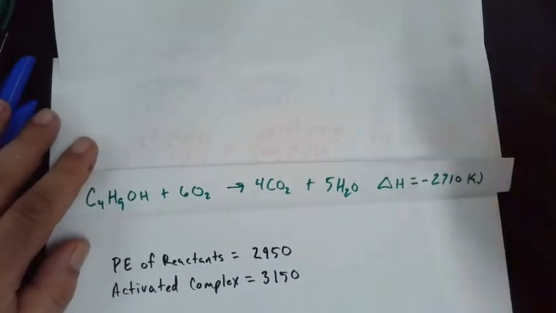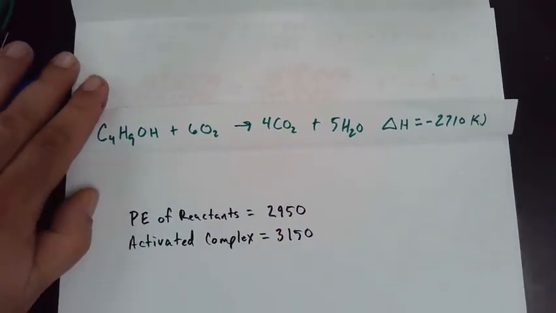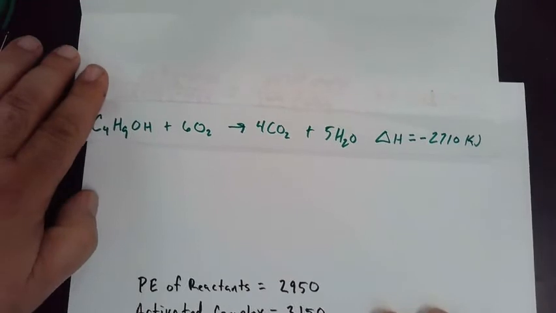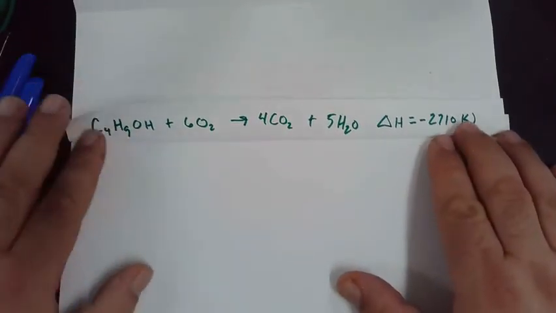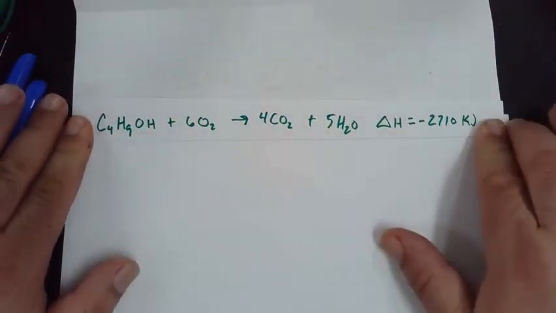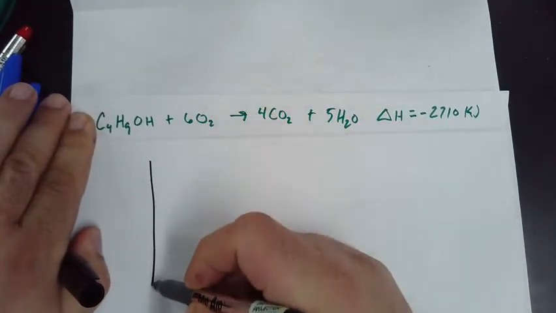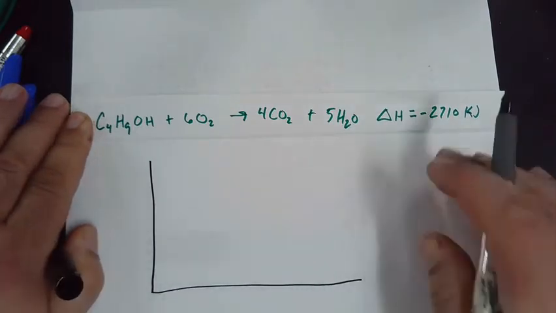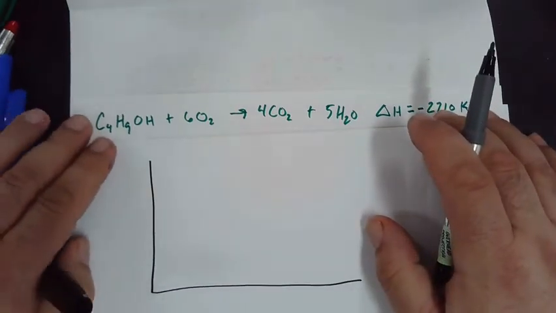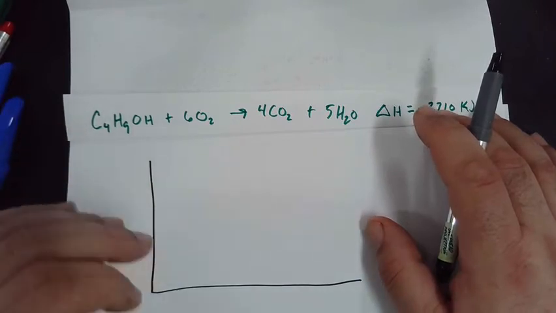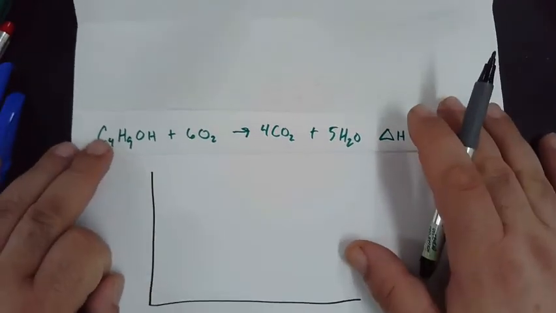And that's what we're going to use. Okay? So how do we make our potential energy diagram using this information? Okay, let's start it off. What is our scale going to be? 270, negative 270.